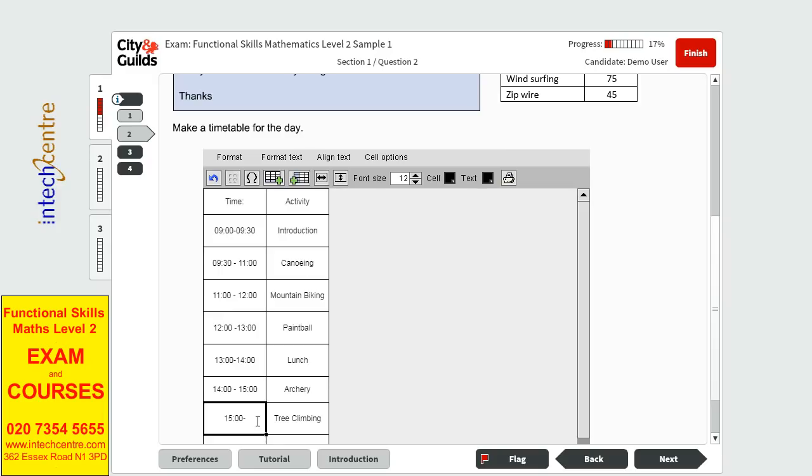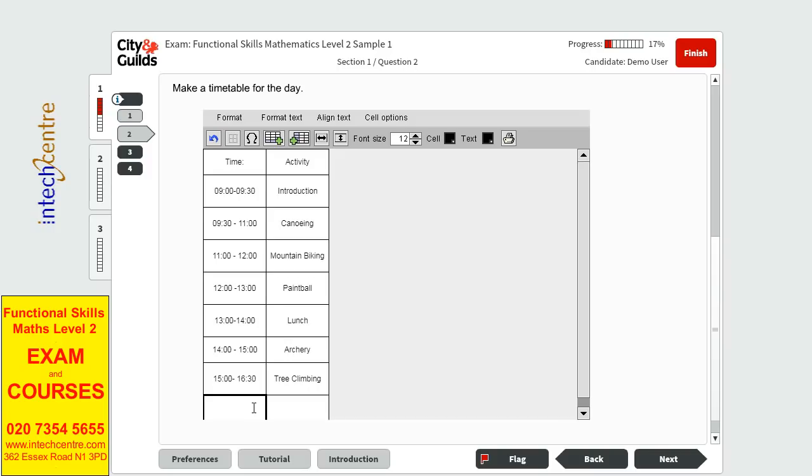Okay, so 3 to 4 is an hour, 4 to 4:30 another half an hour. So we have 1 hour and a half tree climbing. And then the last one, it will be from 4:30 to 5 o'clock. We have prize giving.